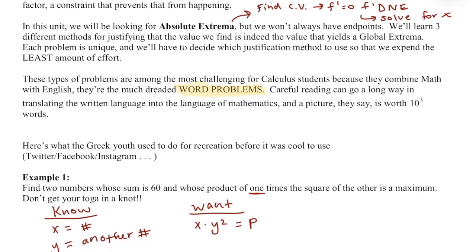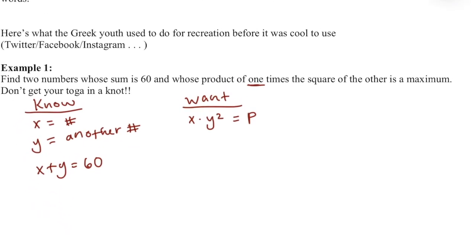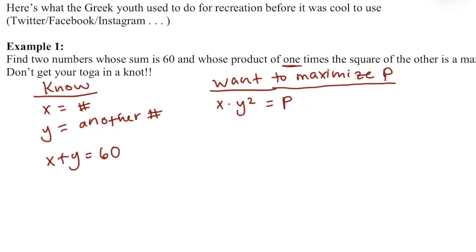So if I want to find the largest product, the maximum product, that's what I'm maximizing. I'm maximizing P, okay? So I'm going to add that to my want: maximize P. Whatever it is we're trying to maximize, that's what we're going to take the derivative in terms of. I see that I have two variables over here, x and y. Before I take the derivative in an optimization problem, I need to reduce this to just one variable.